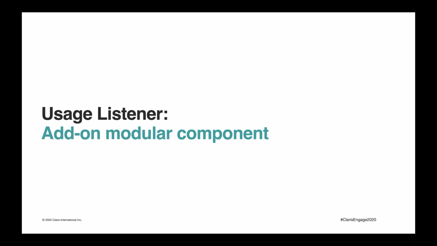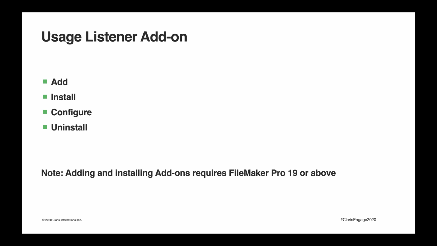Hello everyone, my name is Hassan Kanchi, and in this video we'll explore how to add usage listeners to any FileMaker app using add-on modules. We'll go through how to add, install, configure, and if needed, uninstall our usage listener add-on. Please note, for the add-on feature, you'll need FileMaker Pro 19 or above.